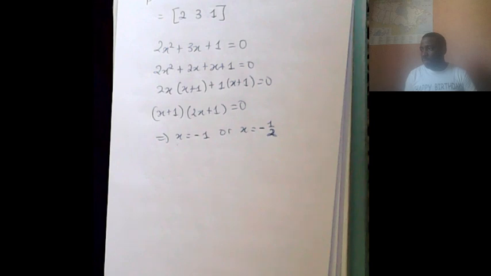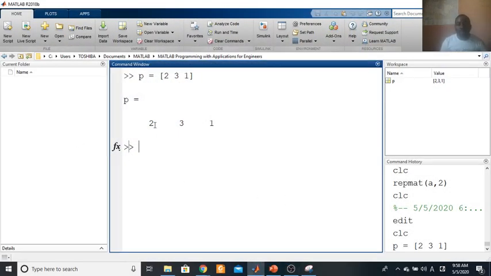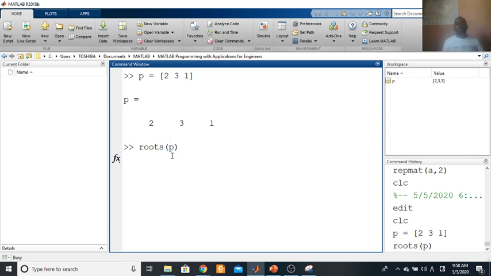that particular polynomial, right? So in MATLAB, if I want to do that, I don't need to stress, okay? MATLAB recognizes P as my polynomial. So this is 2x squared plus 3x plus 1. If I want to find the root of this polynomial, I will just say roots of P. Okay? So the moment I say roots of P and I press enter, MATLAB, behave yourself. Give me my answer. Good. So it gives me negative 1 and then negative 0.5, exactly what we got.